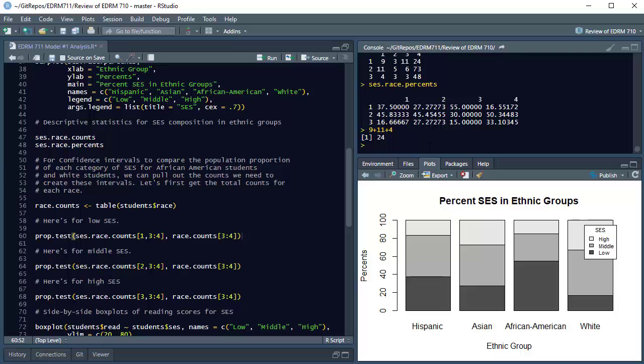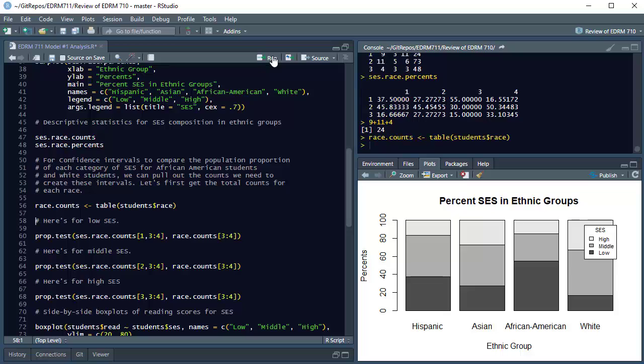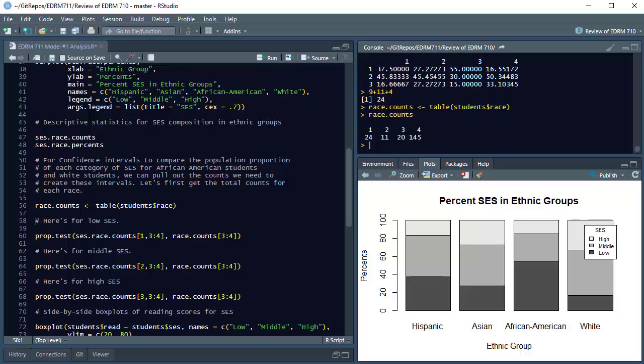24 Hispanics. Well, what I did over here is I made a table based on just race. In other words, rather than SES and race, I did one with just race so that I wouldn't have to do these all separately by hand. So let's look at it, race.counts. There's that 24. So there's 24 Hispanic, 11 Asian, 20 African American, 145 that are white.